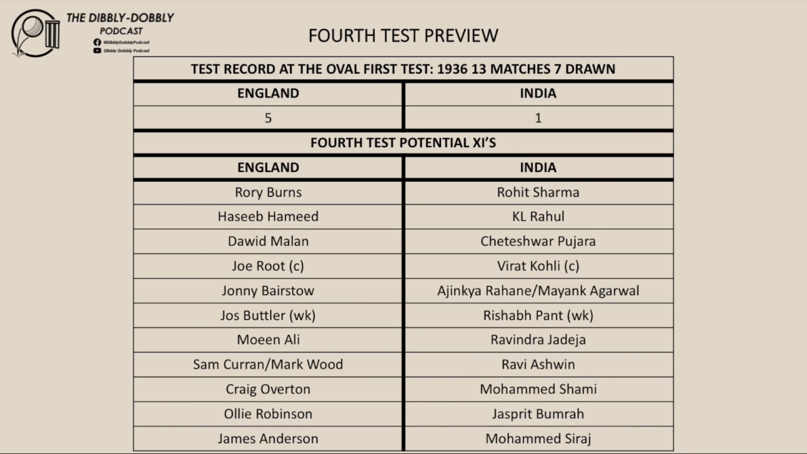Let's have a look at India's potential 11 for the 4th test. Rohit Sharma, Rahul, Pujara, Kohli, Rahane, Agarwal, Pant, Jadeja, Ashwin, Shami, Bumrah and Siraj. I think India will make 2 changes to their 11 for the 4th test at the Oval.